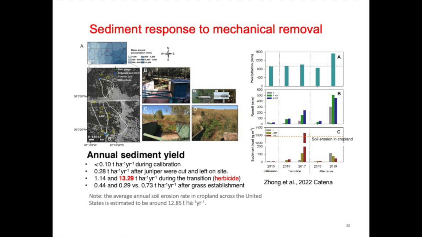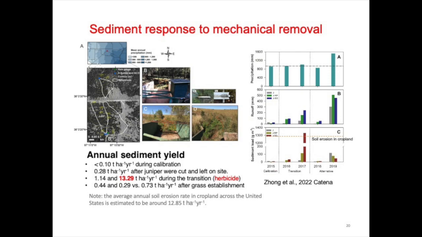People say 13.2 ton, wow. But to put that in context, it is the average you may have for a cropping system. But this is one time, one pulse there. So the good news is that once these two watersheds are established, their sedimentation rate is actually lower than that control one, which has not had anything done.